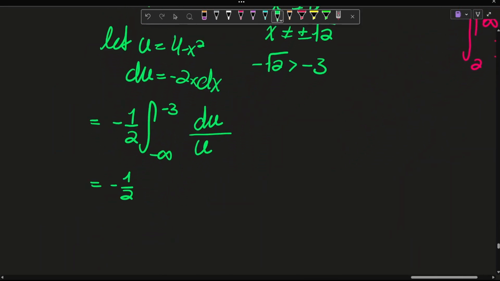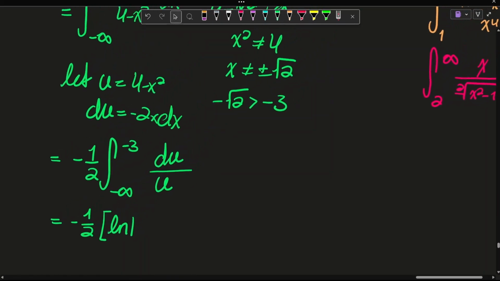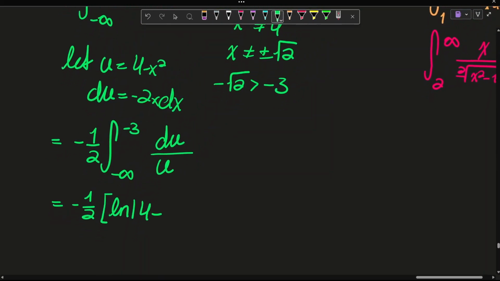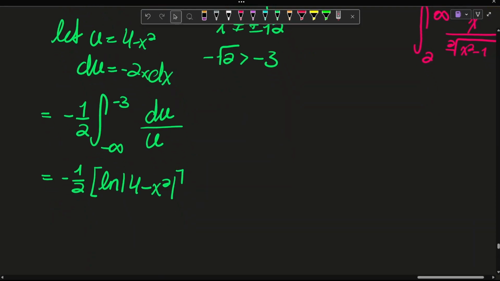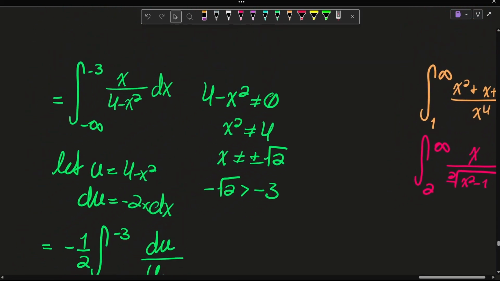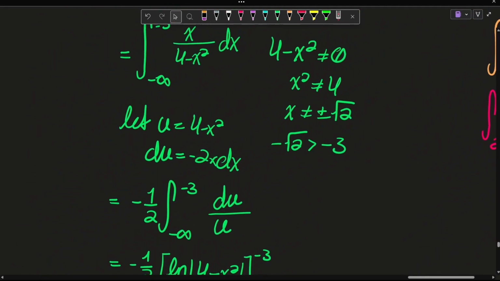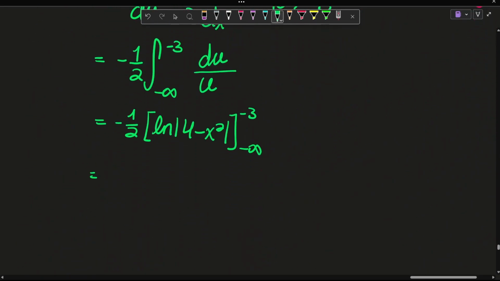Negative 1 half ln of u, of course. I'll replace u directly with 4 minus x squared, from negative infinity to negative 3. Now, always, you introduce the limit at the beginning. I'm lazy, so I'm not going to do that, so we can do that right here. T approaches negative infinity. Of course, we can take out the constant.